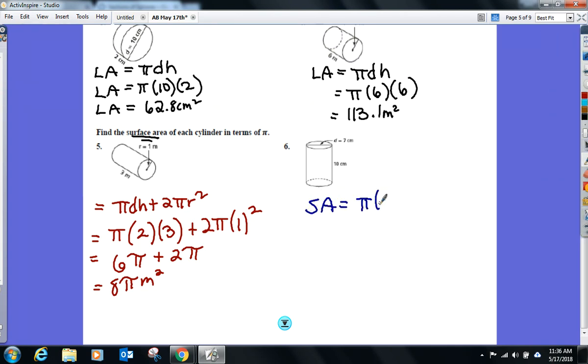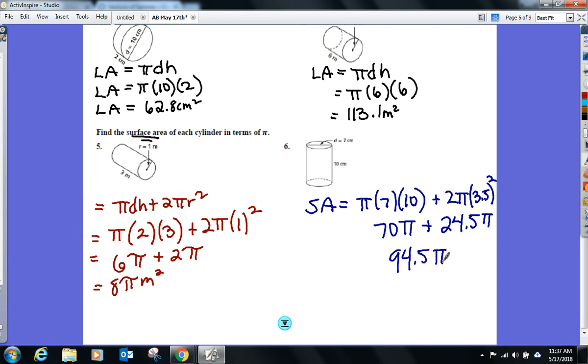What do you guys have? Pi times 7 times 10. There's your lateral area, right? And then you added that to 2 pi times 3.5 squared. All good so far? What'd you get here? 70 pi. What'd you get here? 24.5. I have 24.5 pi. 3.5 squared times 2 should give you 24.5. And then you add them together, and yes, you get 94.5 pi centimeters squared.